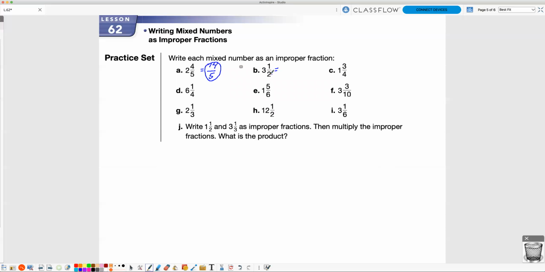This one, I'd see that 3 times 2 is 6. 6 plus 1 is 7. 7 over 2. 2 is the denominator. This would be the improper fraction. Letter C, 1 3/4.